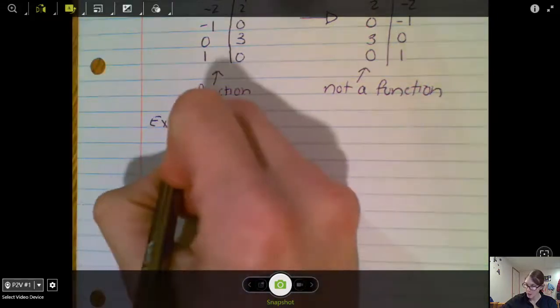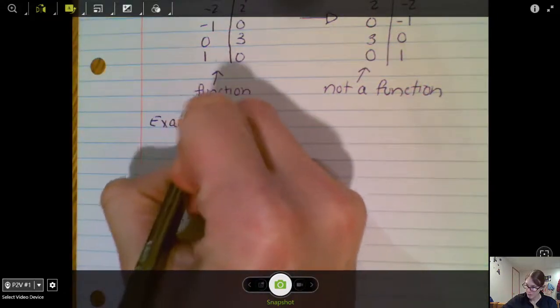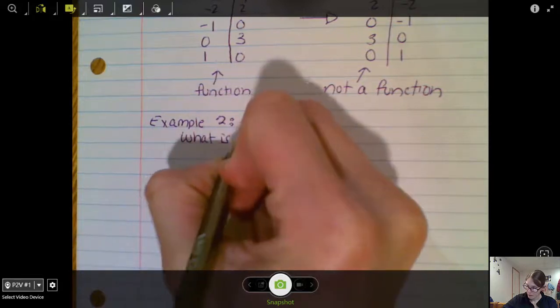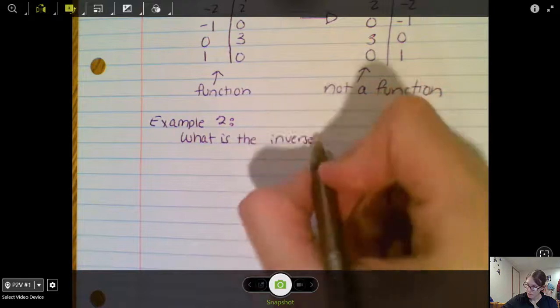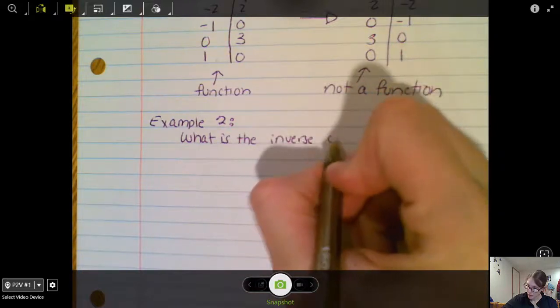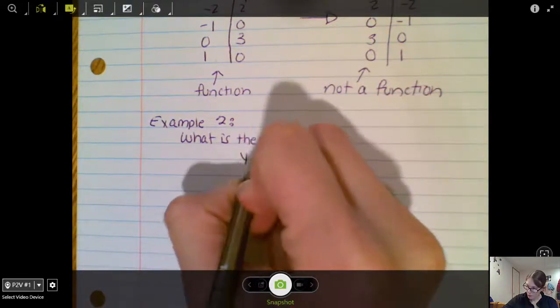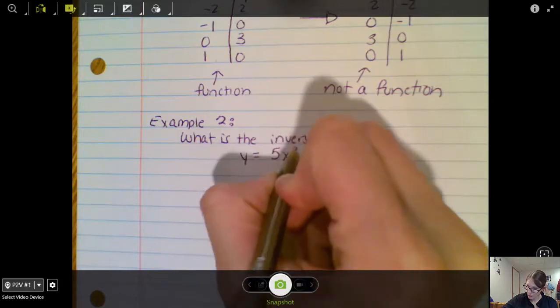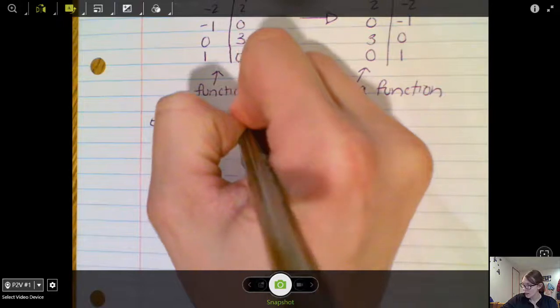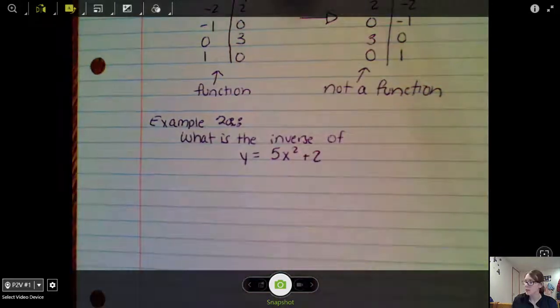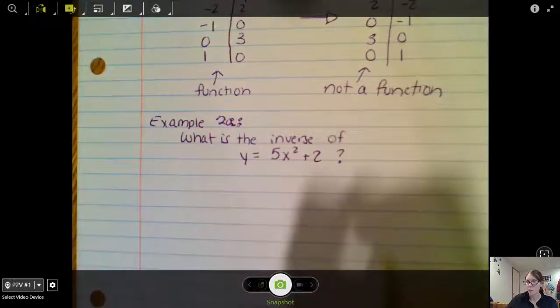Okay, we're going to find what is the inverse of y equals 5x squared plus 2. And I guess I'll call this example 2a, because I'll do a second example like this too if you want to see. But the inverse of y equals 5x squared plus 2.